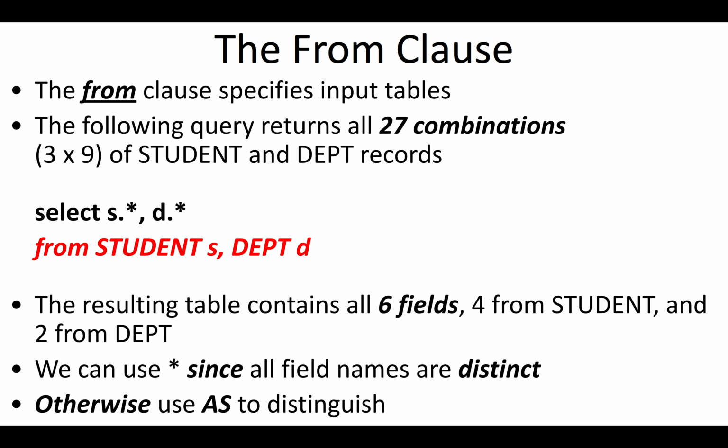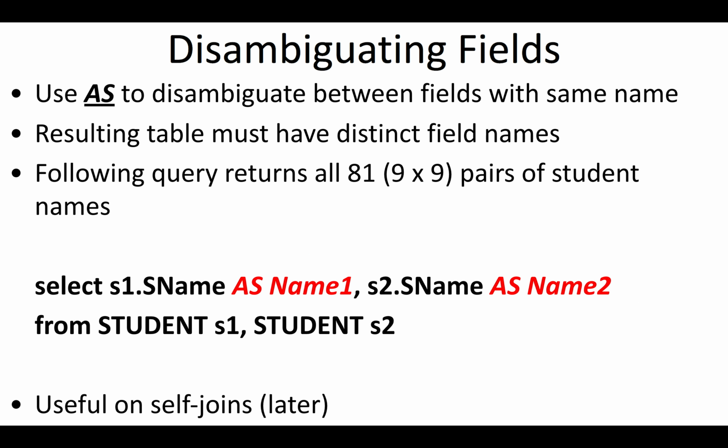Also, notice that we have all 6 fields, 4 fields from the student and 2 fields from the department. Maybe we don't want all the fields. We want to be able to select the ones we want. So how do we do that?